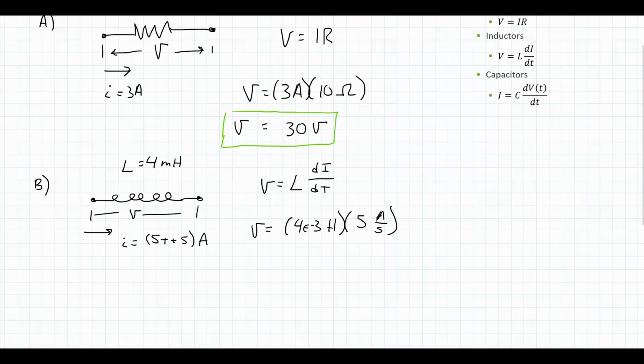So I have henries times amps per second. Let's first resolve the numerical part. The 4 times 10 to the negative third times 5 is going to give us 20 times 10 to the negative 3, and we'll have henries times amps per second. But that is also going to be a volt. So we can write it as 20 times 10 to the negative 3 volts, which is the same as 20 millivolts across it. So either of these would be an acceptable way to write it, either in the base units of volts or converting it into millivolts.